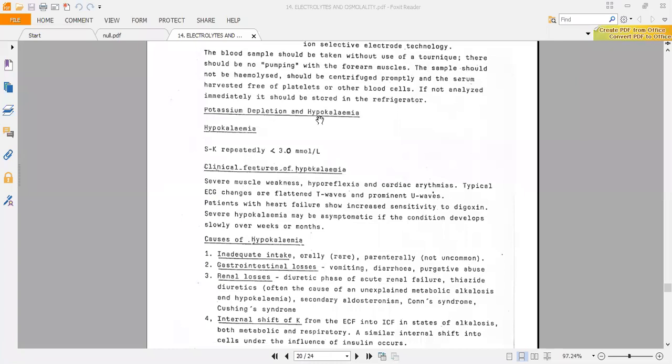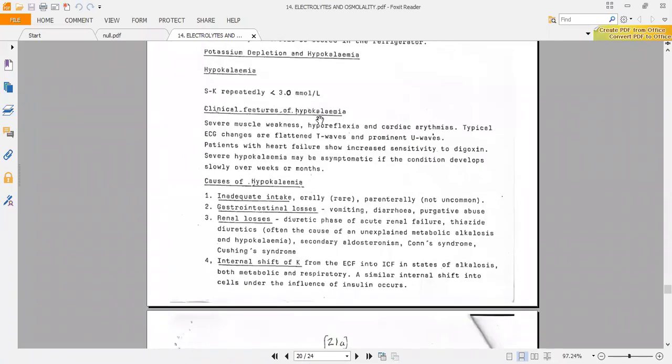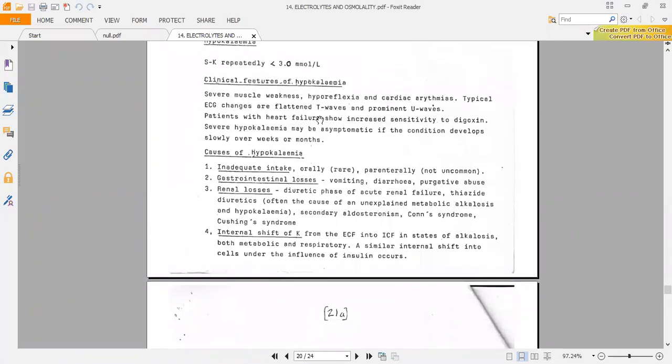Now the ECG changes. This one is maybe for the clinical year students. Notice that if you have low potassium level, the T waves are flat and the U wave will be prominent. So there's a flattened T wave and a prominent U wave. That's something that you should know.